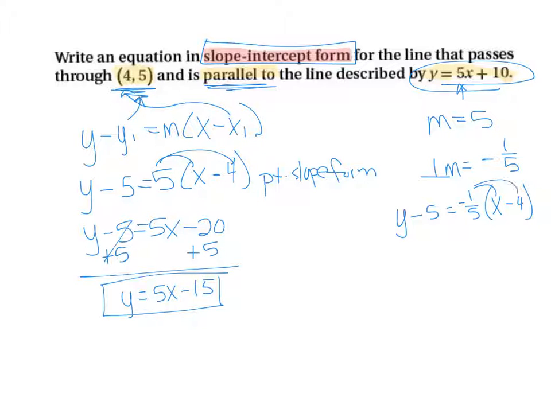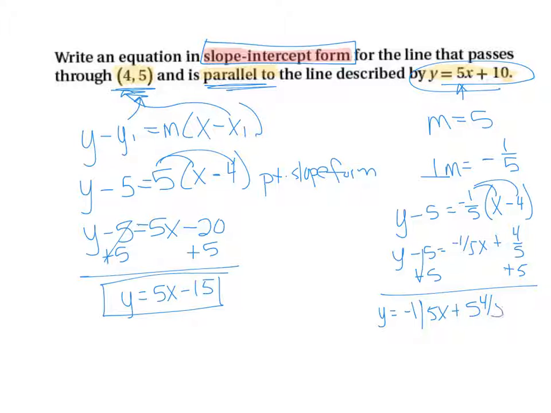And I can distribute. y minus 5 equals -1/5 x plus 4/5. And now I can add 5 to both sides. And I end up with y equals -1/5 x plus 5 4/5. Okay, so you can write an equation of a line that would be perpendicular to or parallel to. It's just a matter of taking the correct slope from the equation provided.